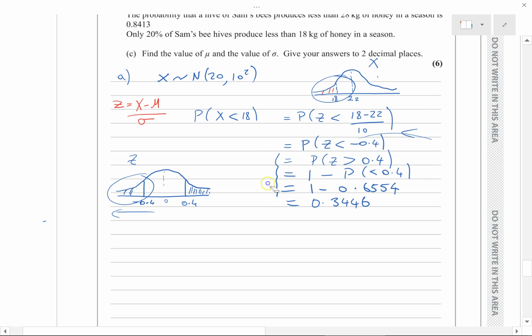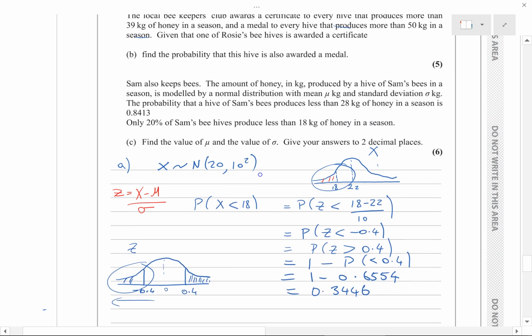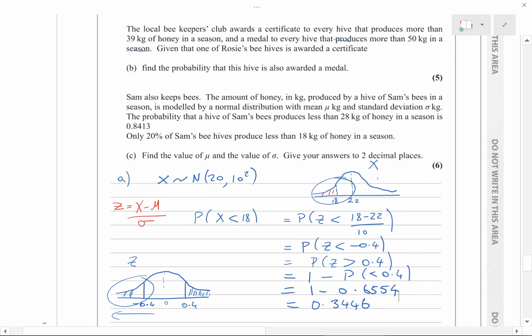Okay. I'm not saying you should or shouldn't do it, but it is acceptable. Okay. Now part B. Right, let's have a look at part B.